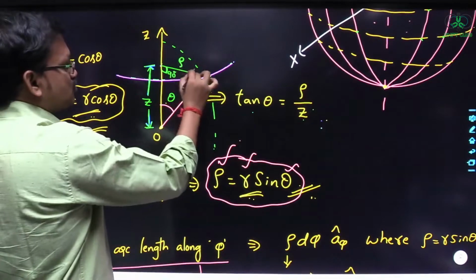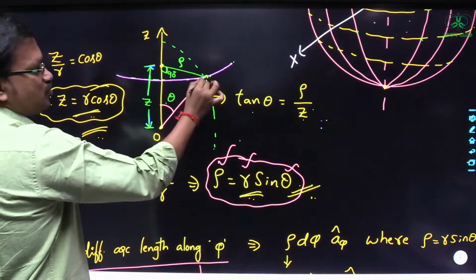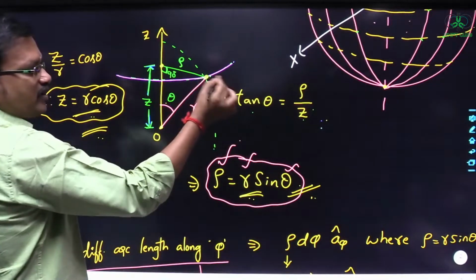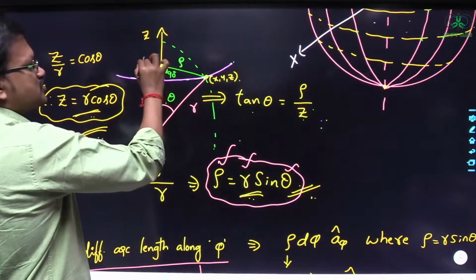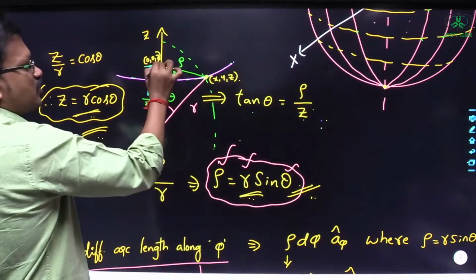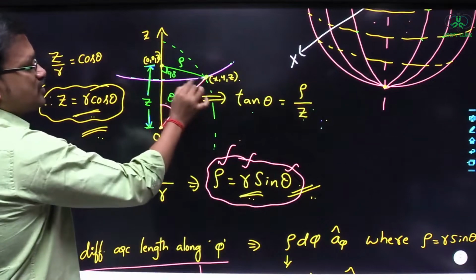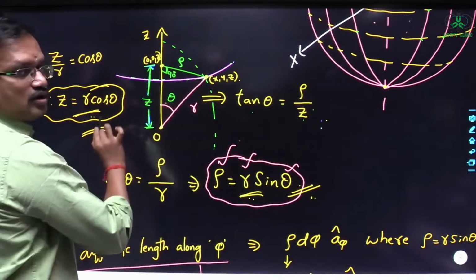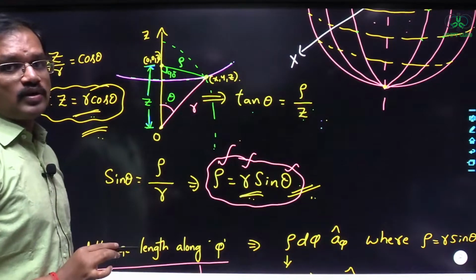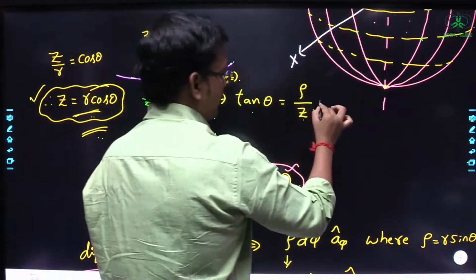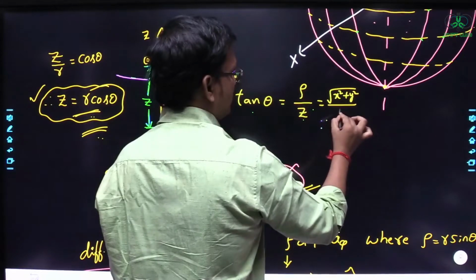Understood? So this rho is nothing but the normal distance from the z axis to this point. Let us say this point is lying somewhere in three-dimensional space. This point will become x, y, z, and the point on the axis is 0, 0, z. So rho is the distance from 0, 0, z to x, y, z, which is root over x square plus y square. So I can replace rho with the square root of x square plus y square, divided by z.